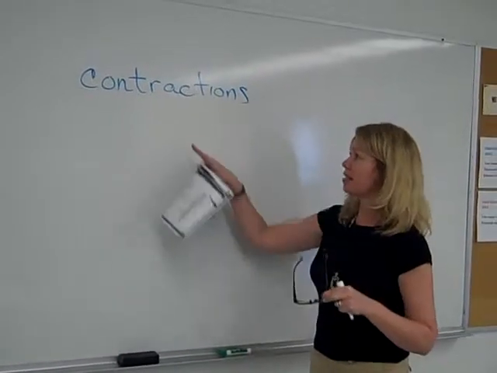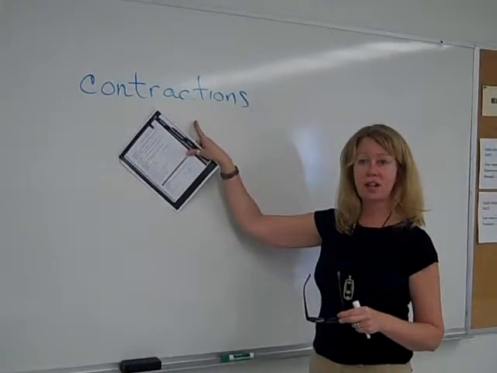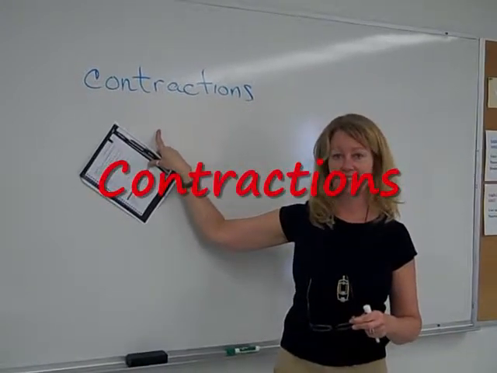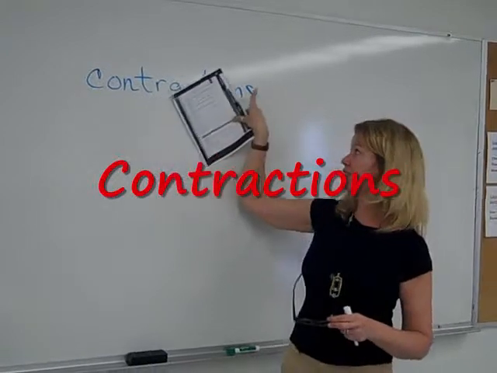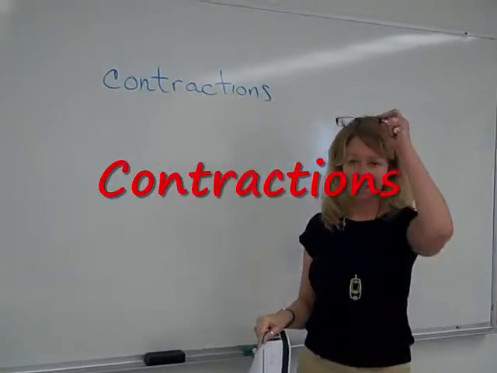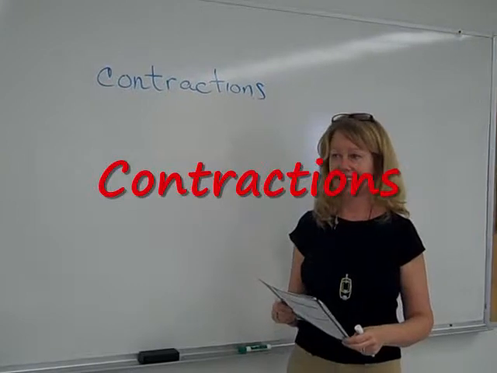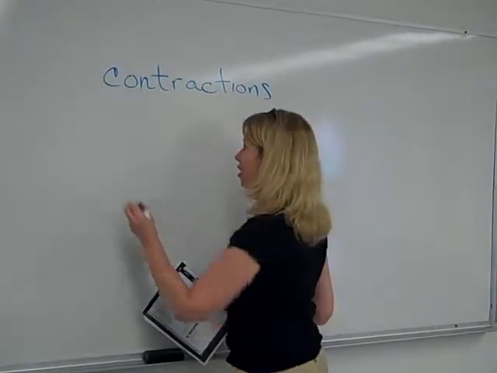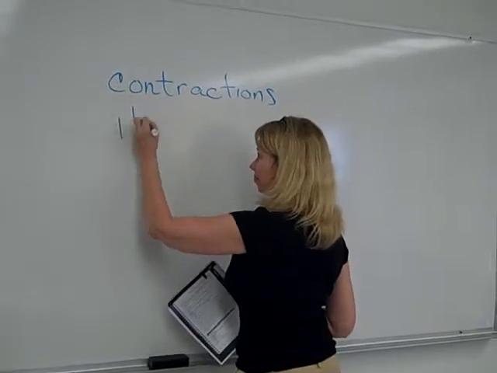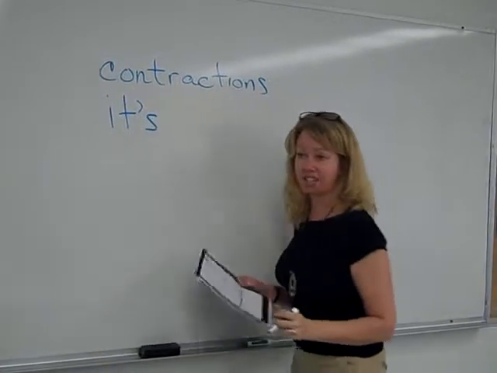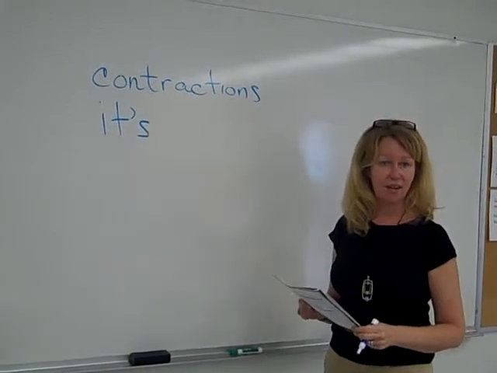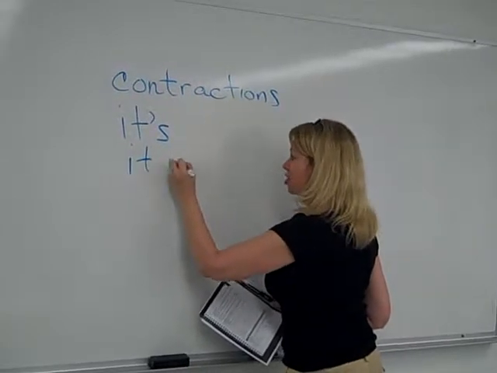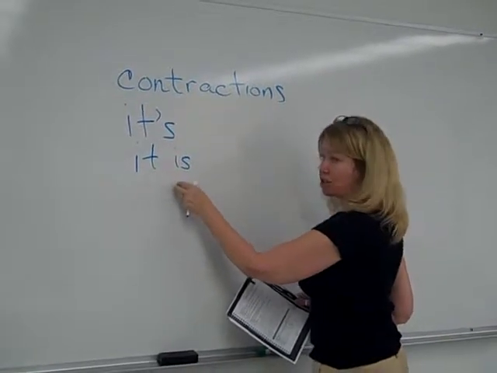Next use for apostrophes will be with contractions. What are contractions? What does this word contraction mean? When you combine two words together, okay. So, for example, here's a contraction, right? It's. What does that mean? It is. It is, okay? So, in English, we can use contractions to put two words together.